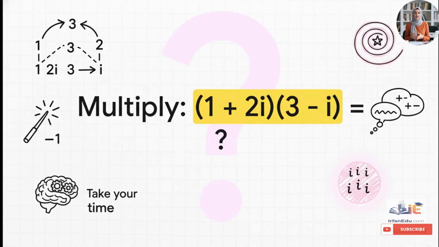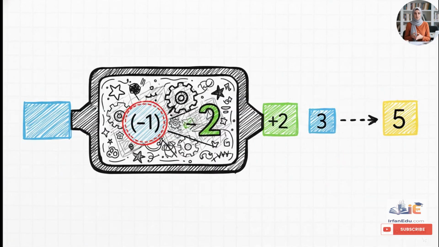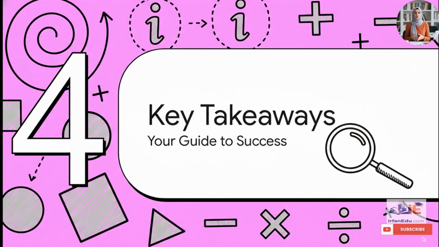Okay, and for the final boss, the final challenge, multiplication. What do you get for 1 + 2i times 3 − i? Take your time, distribute everything, and don't forget that secret rule. Did you get it? The answer is 5 + 5i. That tricky −2i² term becomes a positive 2. When you combine that with the 3 you get from multiplying the first terms, you end up with 5 for your real part. Awesome job.